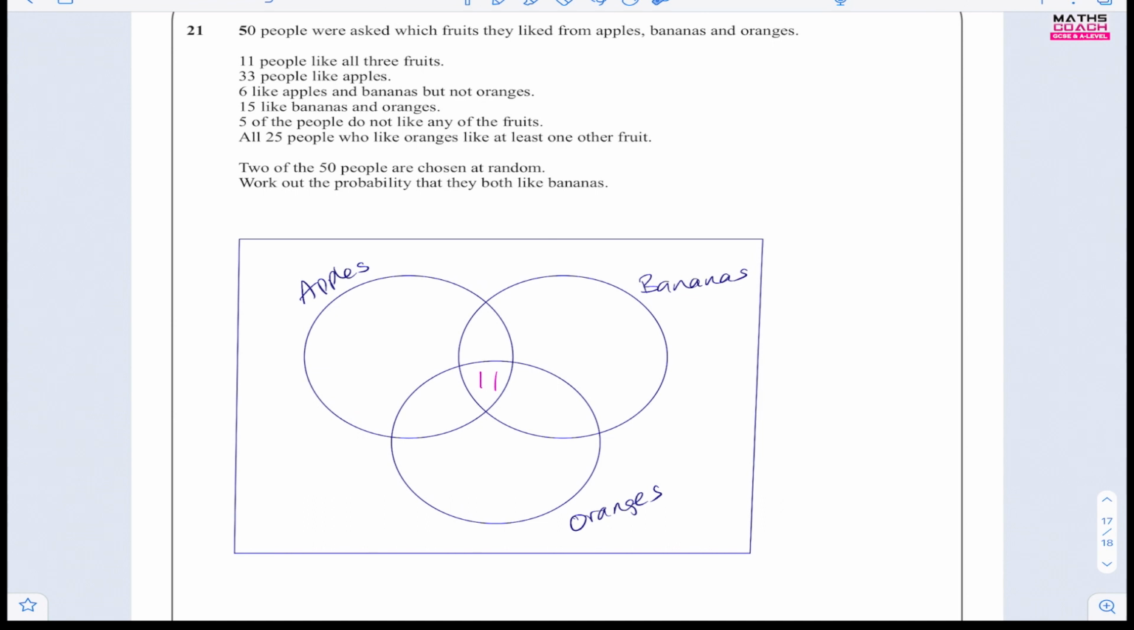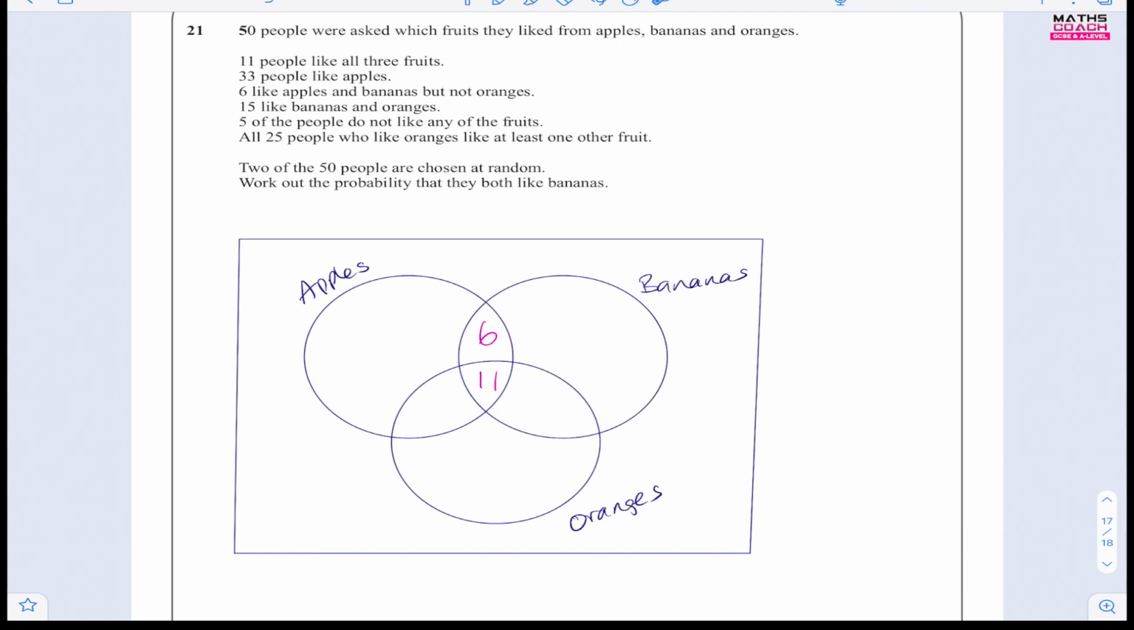Next, it says 33 people like apples. Now, this 33 is this big circle right there. This represents all the people that like apples, which means this 11 plus here, plus there, and plus that is going to have to equal 33. So we can't do that right now. But if you read the next sentence, it says 6 people like apples and bananas, but not oranges. So where does that go? Well, this is apples and bananas and not oranges. So we can go ahead and write 6 right there.